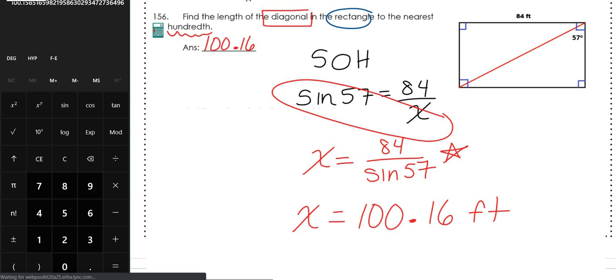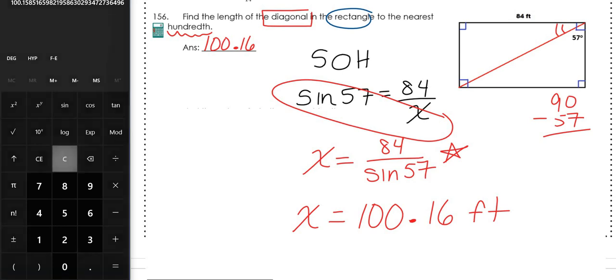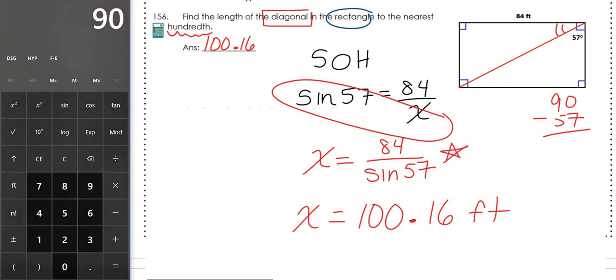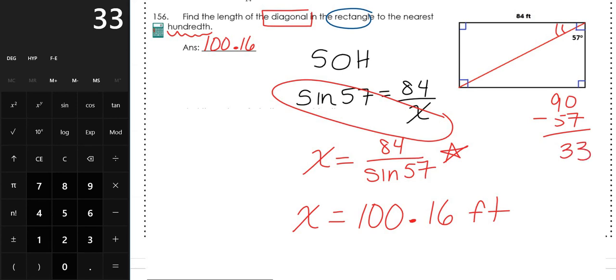If instead of using the 57 degrees, if I wanted to use this angle up here, because I have the 84 feet at the top, I can. That angle at the top, I'm going to do 90 minus 57 to see what we have left over. 90 minus 57 in the calculator leaves me with 33 degrees for this top angle.